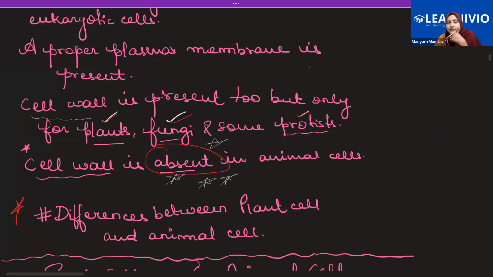And then what is the bacterial cell wall made up of? The cell wall of bacteria. No one is studying? When do you people study? Yes, ma'am, sugar and amino acid. So what is the name of that compound? It is peptidoglycan. The cell wall of bacteria is made up of peptidoglycan.